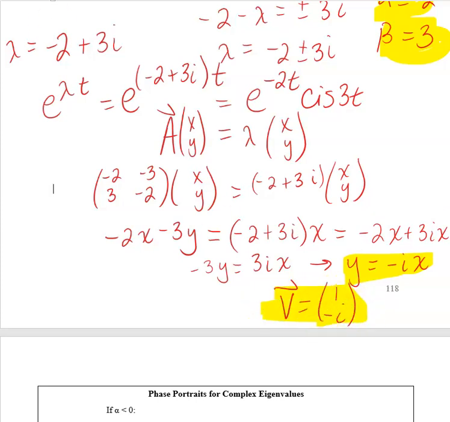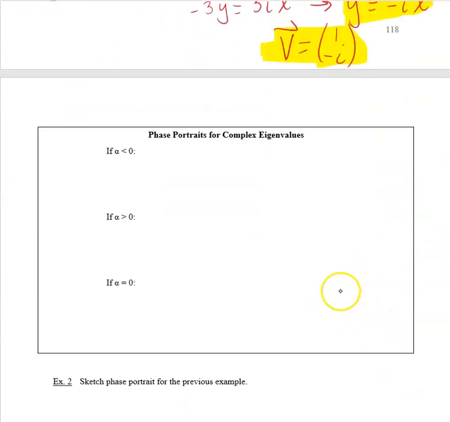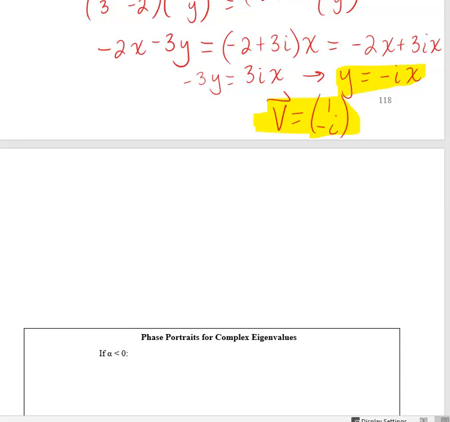So now let's put all of this together. I apologize, a little messy. I didn't leave you enough space, so just do the best you can. I've gone ahead and bumped my screen down a little bit. But my particular solution, using this eigenvector, is going to look like e to the (-2 plus 3i)t times the vector [1, -i].